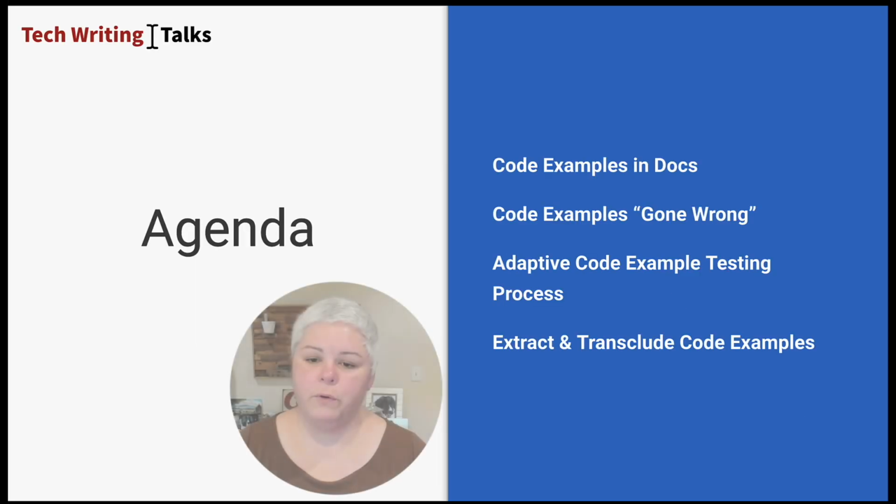For this talk, we're going to look at what it means to have code examples in docs, and why that's important. We'll look at how code examples in documentation can go wrong. We'll explore the adaptive code example testing process that my team has developed over time to test the code examples in our documentation. And we'll look at how we extract and transclude the code examples out of our test suites and into our documentation.